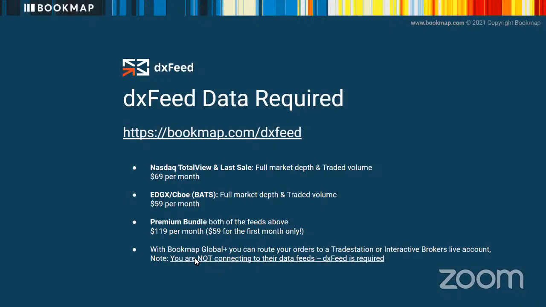Now, I need to also note here that with the Bookmap Global Plus version, which has all the add-on indicators, you can actually trade from Bookmap and route your trading activity to a TradeStation or Interactive Brokers live account. But you are not connecting to their data feeds. DXFeed is still required. So you get the data from DXFeed, and you make your trading decisions from DXFeed data. You route your trading orders, so you're actually sending TradeStation and Interactive Brokers your trade data. You don't receive anything from them. There's probably going to be some questions about that, which is why I wanted to go over this right now.